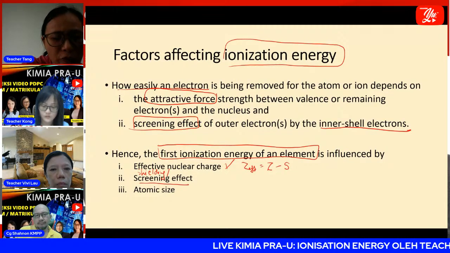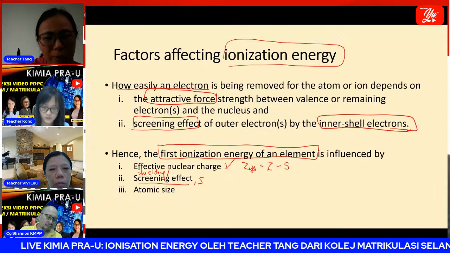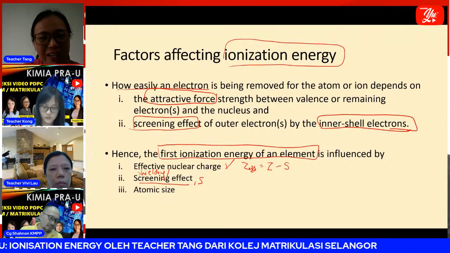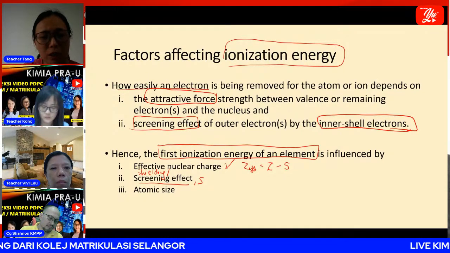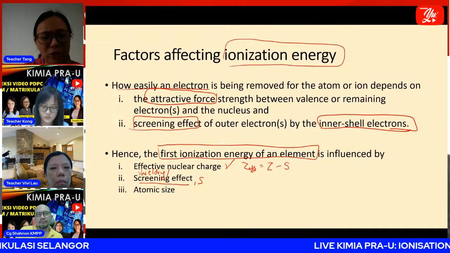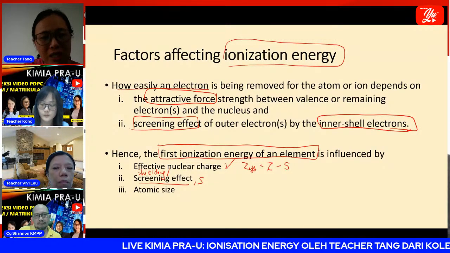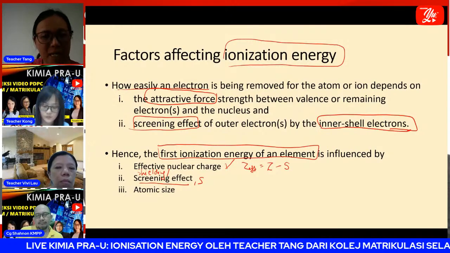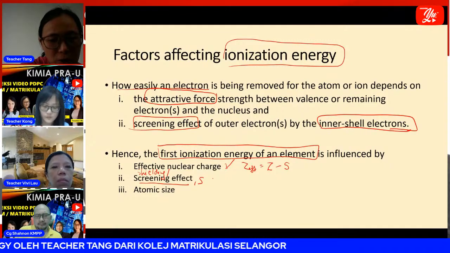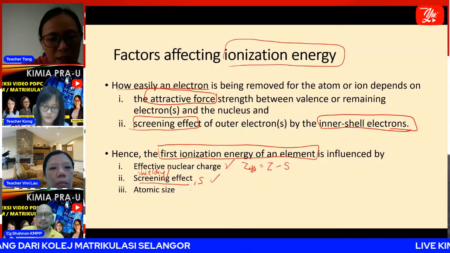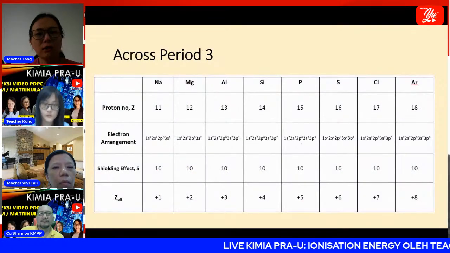This refers to the repulsion by the inner shell electrons. It means that the more inner shell electrons, the greater the repulsion. So the attraction of the nucleus on the outermost shell electron will be weaker because the repulsion is higher, so the atomic size will be bigger. So basically three factors: effective nuclear charge, shielding effect or screening effect, and the third one is the atomic size.